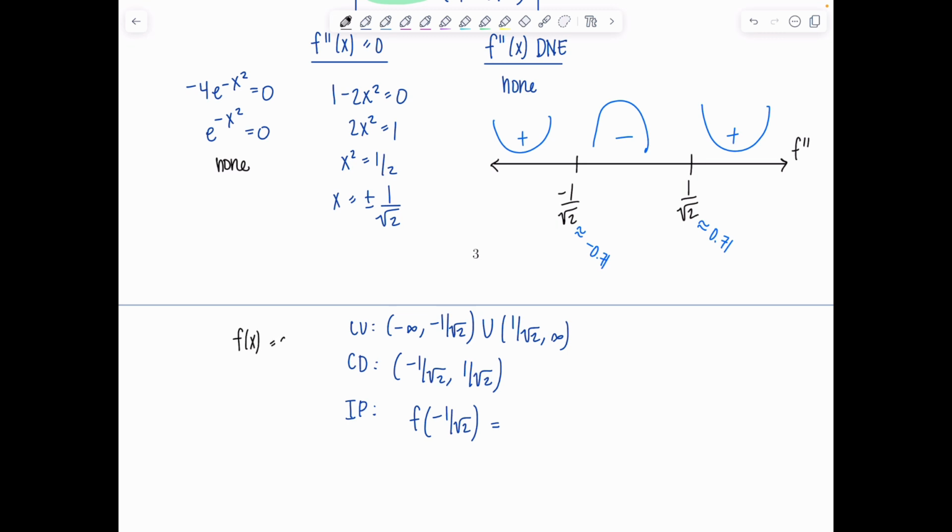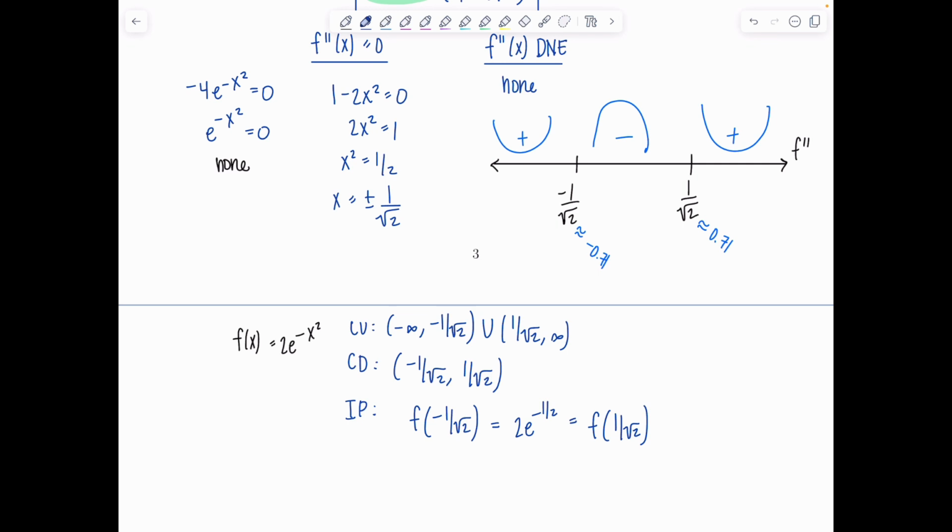F of x was 2e to the negative x squared. So if I plug in negative 1 over rad 2, I square it, it's 1/2. So I have e to the negative 1/2. And then that 2 out front. And you're going to get the same function value if you plugged in positive 1 over rad 2. Okay, good.